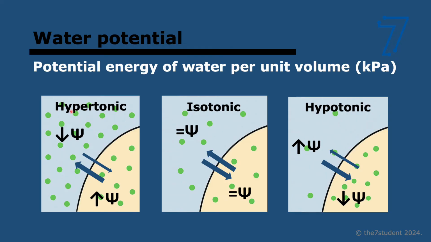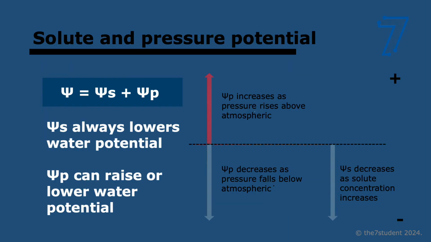So in a hypertonic solution, the inside of the cell has a higher water potential. That's why the water moves out. In an isotonic solution, there's the same potential inside and out. And in the hypotonic, there's a higher water potential outside. Okay. So as I mentioned, this is another visualization of that.